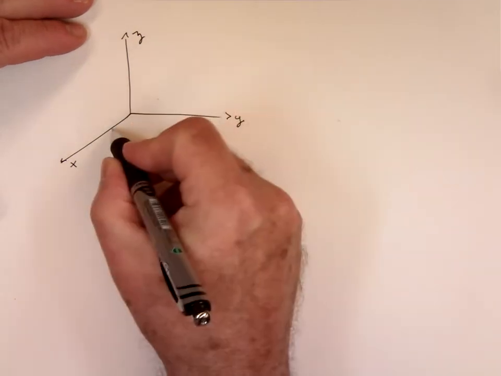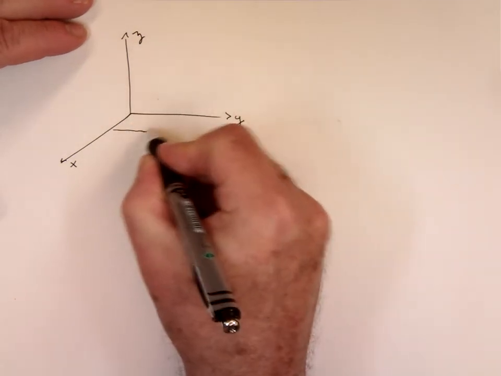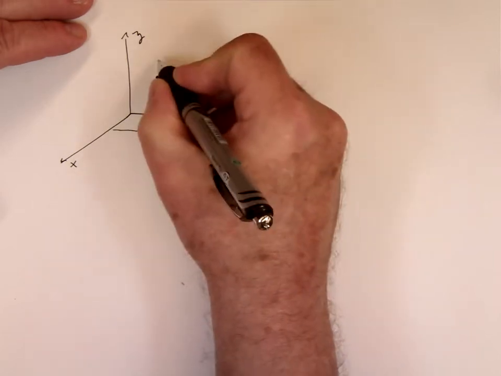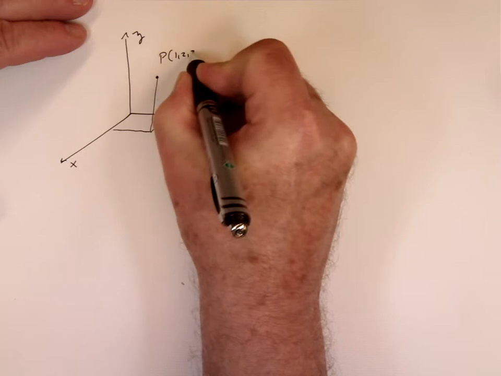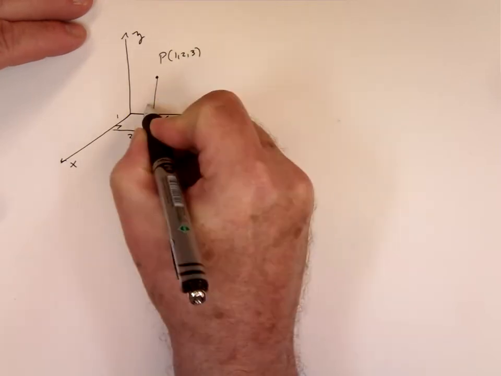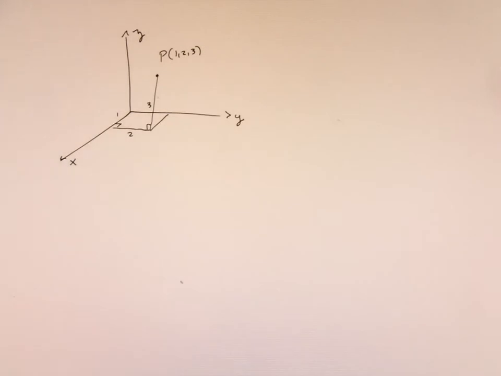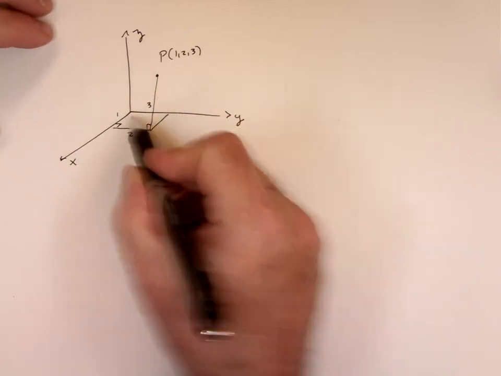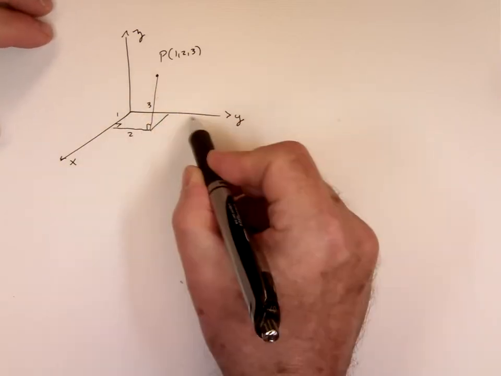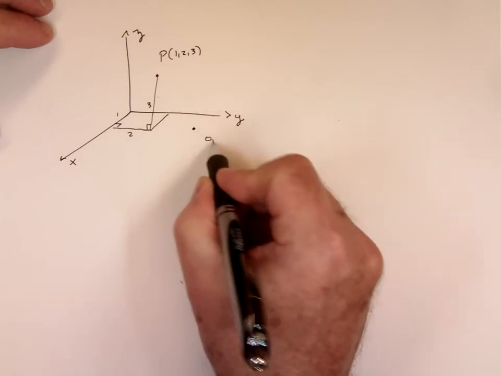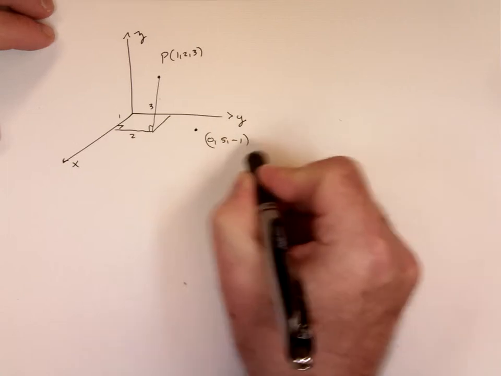I don't know. Let's take 1, 2, 3. Let's take this point. And let's take another point. How about 0, 5, negative 1? Okay. Call that Q.